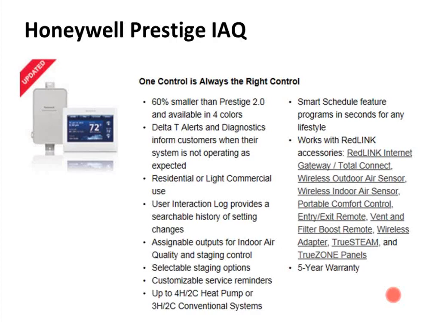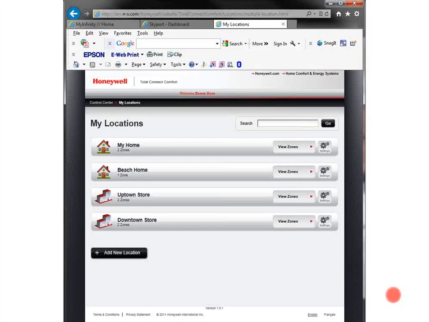The other big difference between the Honeywell and the Ventstar one is that the Honeywell has a 5-year warranty, whereas Ventstar thermostats have a standard 1-year warranty. So the Honeywell one's got a pretty good warranty. So that's a plus on the Honeywell side.